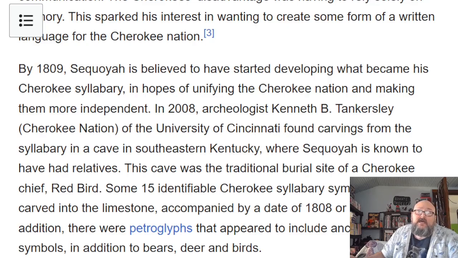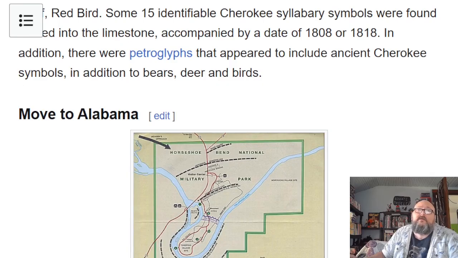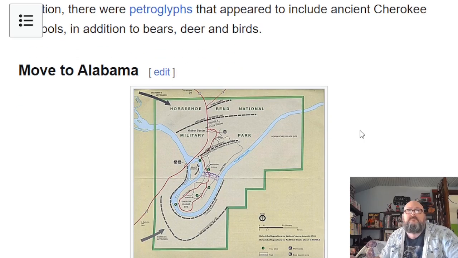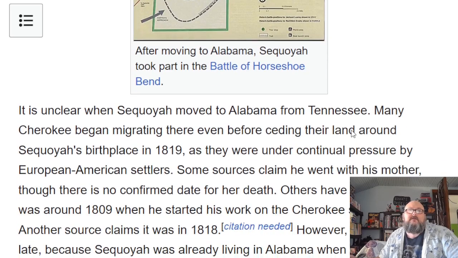Some 15 identifiable Cherokee syllabary symbols were found carved into the limestone, accompanied by a date of 1808 or 1818. In addition, there were petroglyphs that appeared to include ancient Cherokee symbols in addition to bears, deer, and birds. So he would move to Alabama.